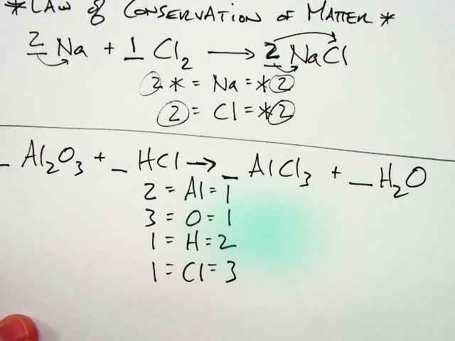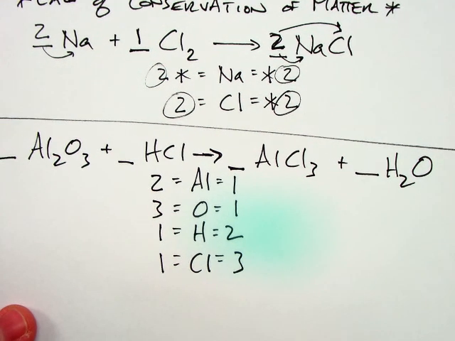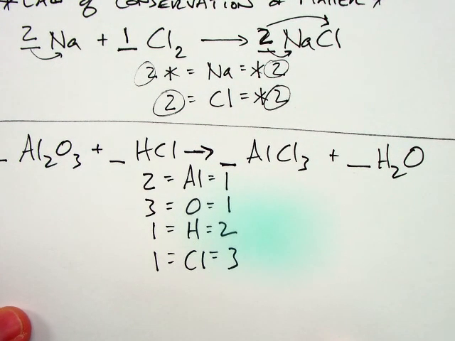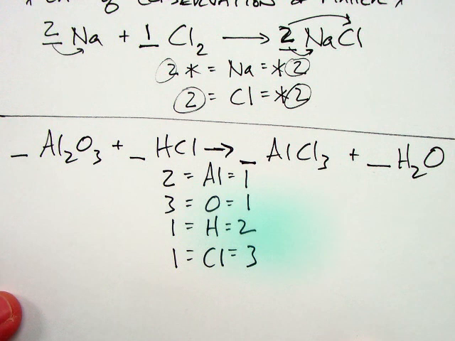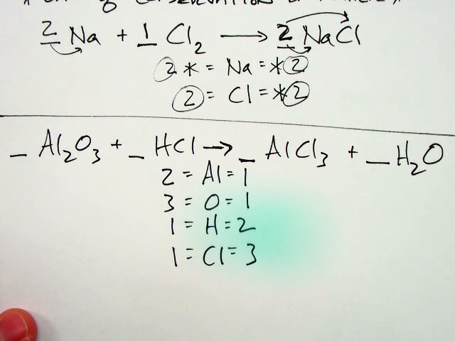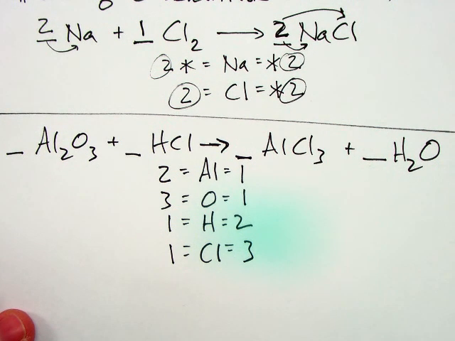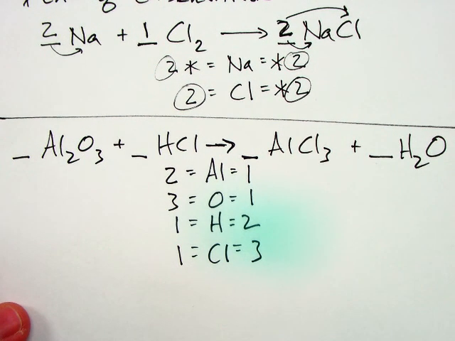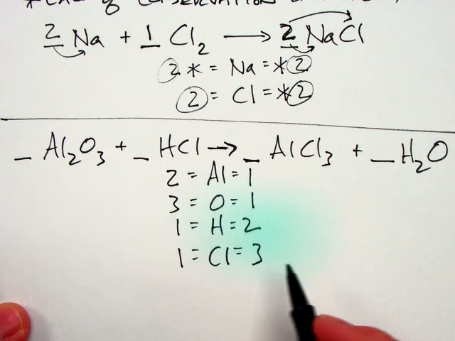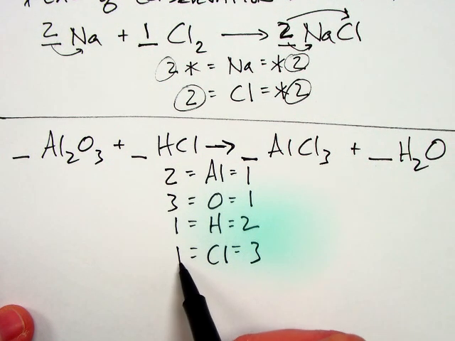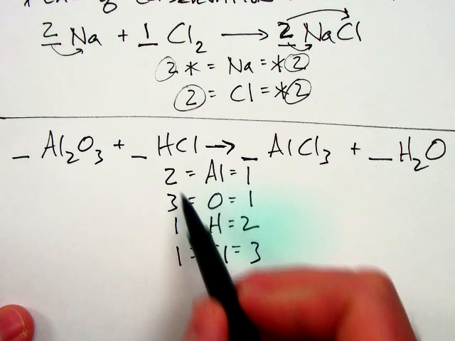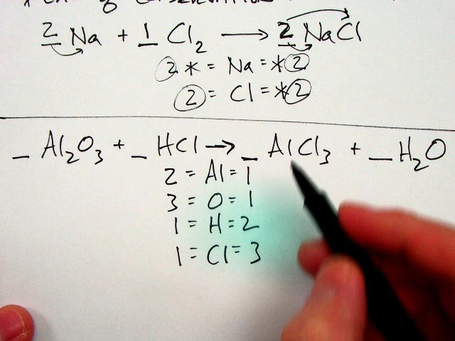Now, one thing I forgot to mention is a little bit of a hint that will help you. You want to tend to balance your O's and H's last if you can. That should help you in terms of balancing your equations. It just seems like the O's and the H's fix themselves if we balance them last. So I could either balance my Cl's or my Al's because they both don't match here.